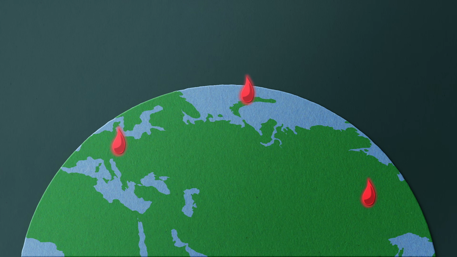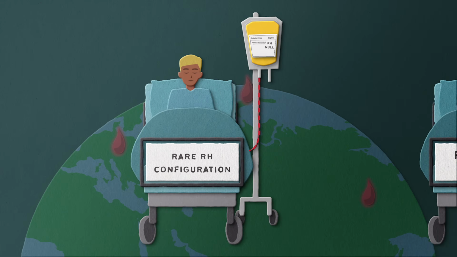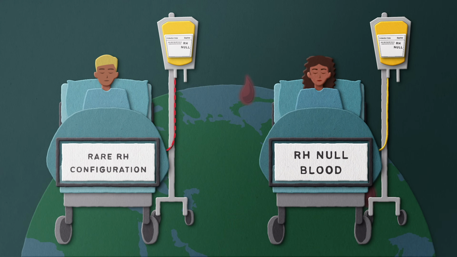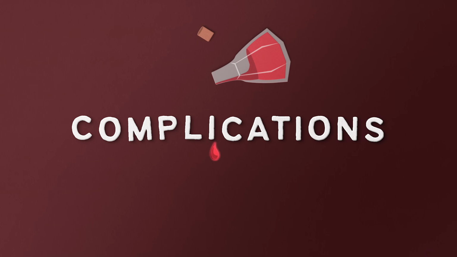Can you imagine? Rh-null blood can be safely transfused into individuals with rare Rh configurations who might react to normal Rh positive or Rh negative blood. However, individuals with Rh-null blood can only receive Rh-null blood, making transfusions for them particularly challenging. But wait, there's more when it comes to complications and risks related to blood types.